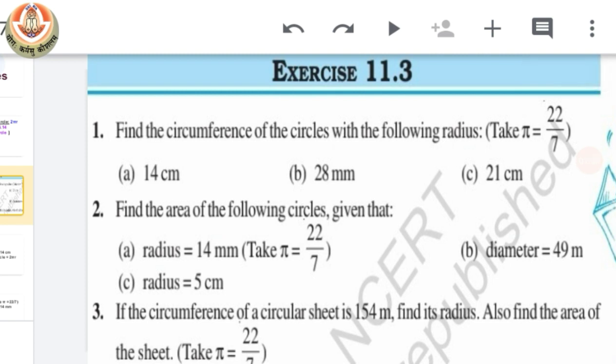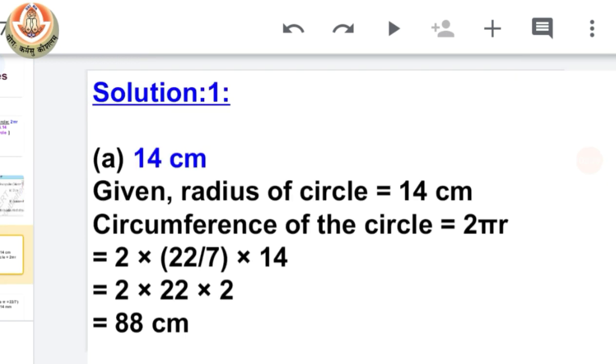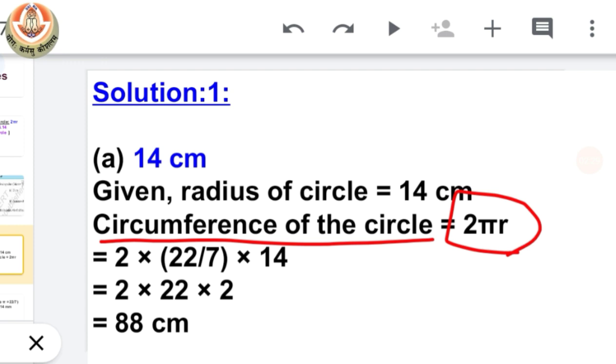Our first question is find the circumference of the circle with the following radius. We have been given 3 radii and we have to find the circumference for all the 3 circles, and it is also given that we have to use 22 by 7 as pi's value. So let's see how we have to solve it. We are given 14 centimeter as radius and we have to find the circumference of the circle, and we have the formula 2 pi r. So we put in all the given values: 2 stays as 2, we use 22 by 7 for pi's value, and radius is given as 14 centimeter.